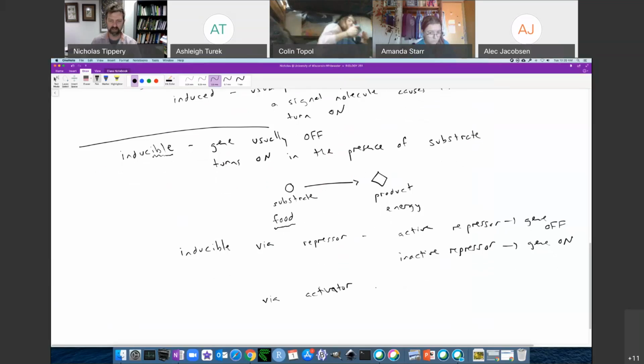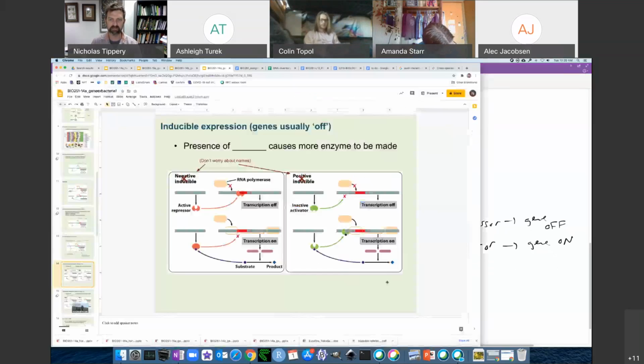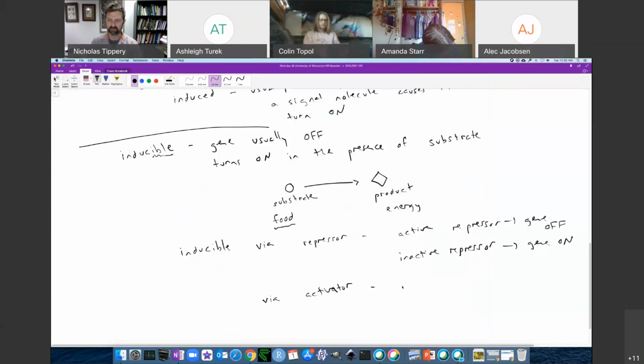And this whole process can happen also using an activator. That's the right-hand side of this diagram. So an inactive activator is what has the gene off. And an active activator allows the gene to be on.